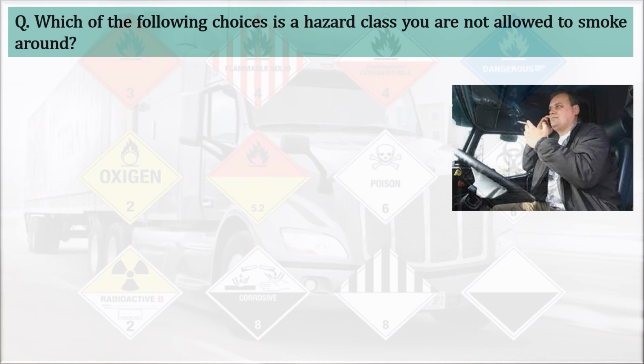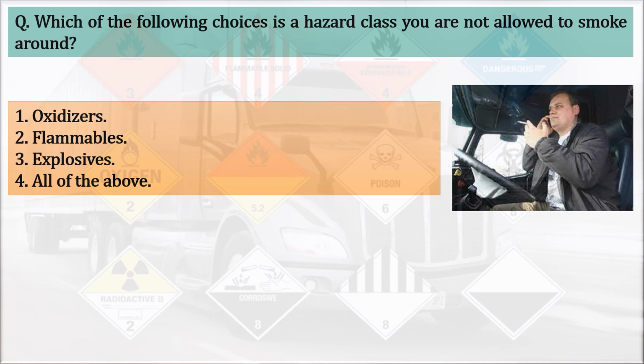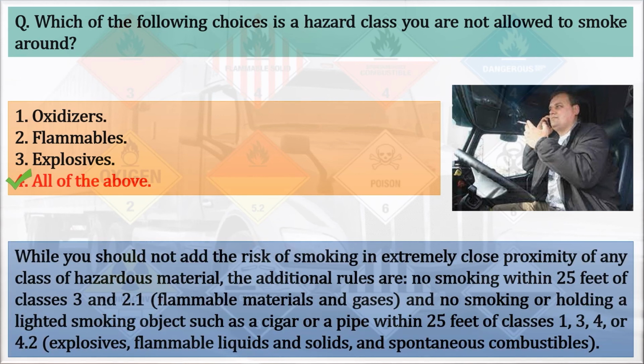Question: which of the following choices is a hazard class you are not allowed to smoke around? Option number 1, oxidizers. Option number 2, flammables. Option number 3, explosives. Option number 4, all of the above. The answer is option number 4, all of the above.